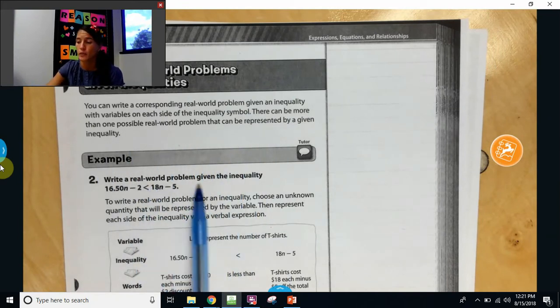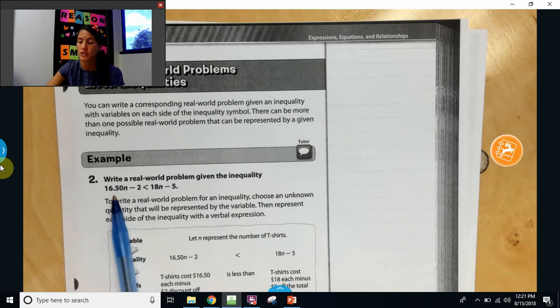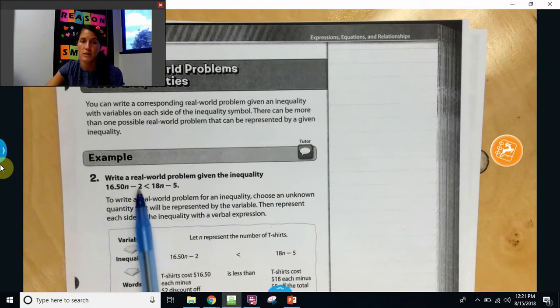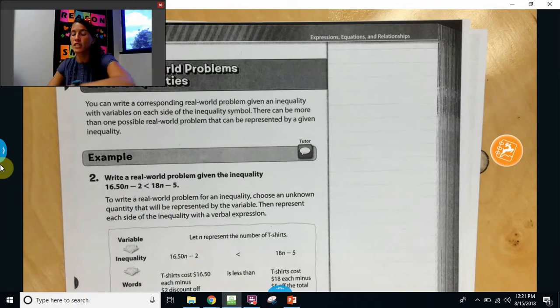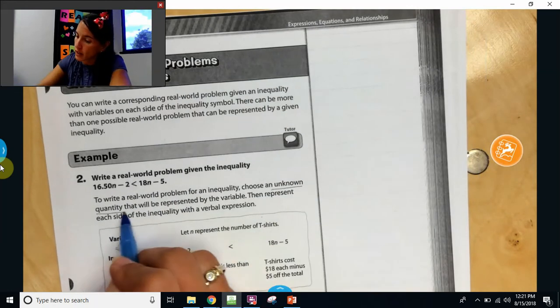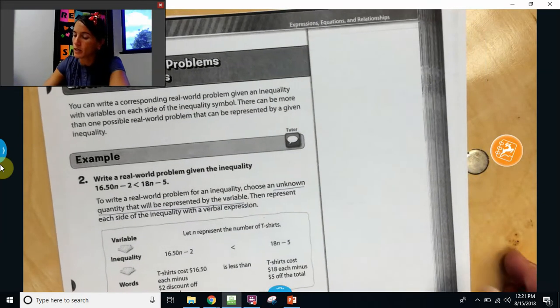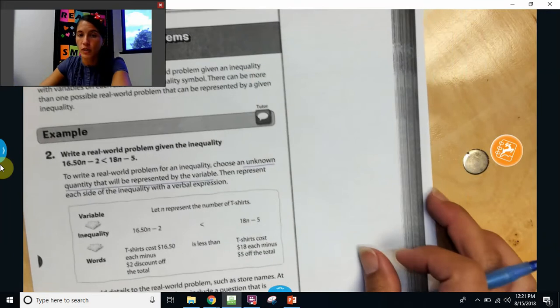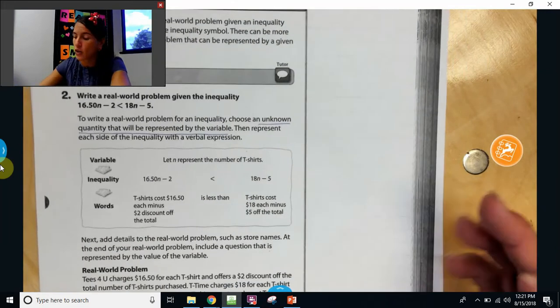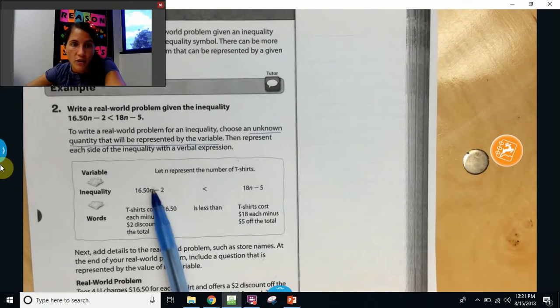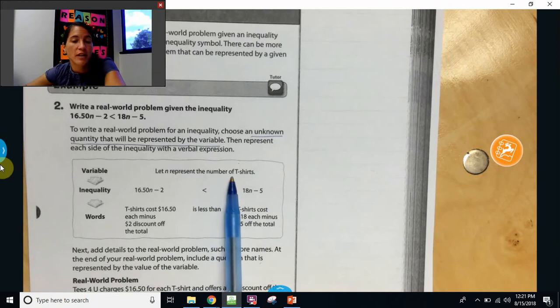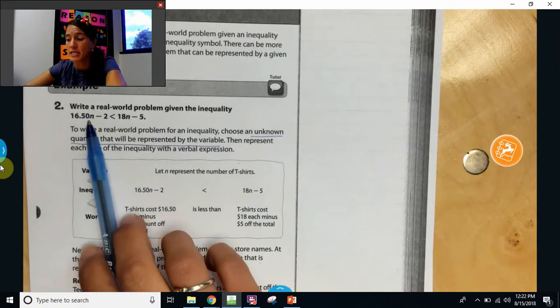Write a real-world problem given the inequality. So here's an inequality. 650n minus 2 is less than 18n minus 5. Choose an unknown quantity that will represent the variable. Okay, so first we're going to represent the variable. Now this problem is done for you. So in this problem, they just said let n represent number of t-shirts. They just picked it. They just decided n was going to be t-shirts.